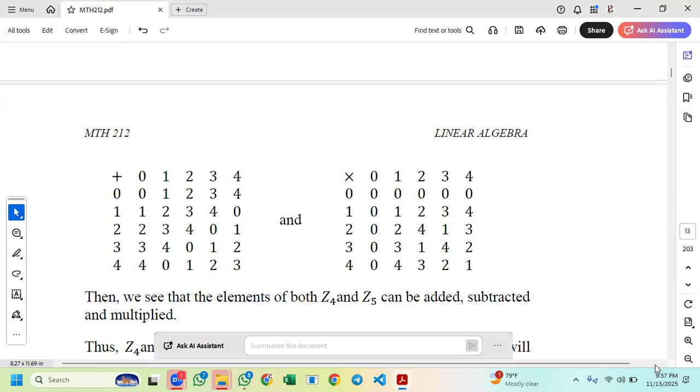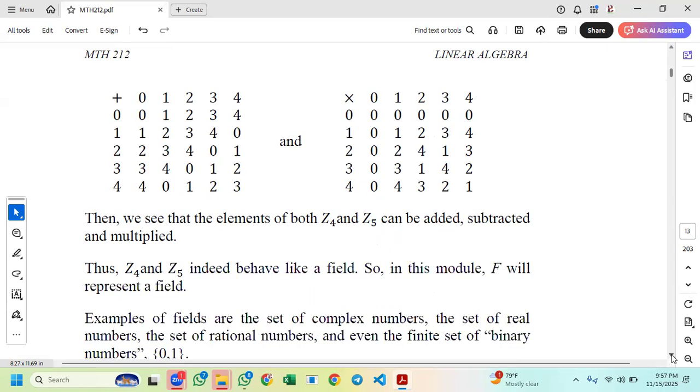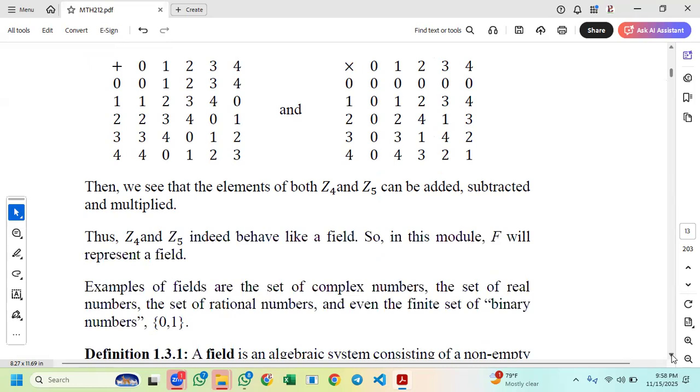That is the idea. I already know that this is 2, because multiples of 5 in space 5 is 0. So I'm starting from 1 after that. Then we see that the elements of both Z4 and Z5 can be added, subtracted, and multiplied. But any operation we carry out on them must fall within their space. So you cannot write 9 inside space 5.